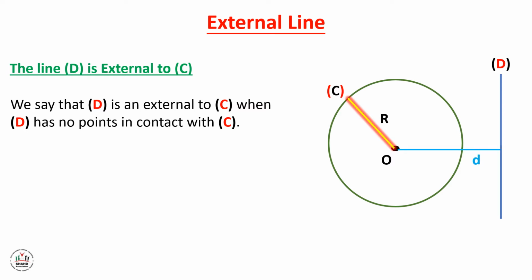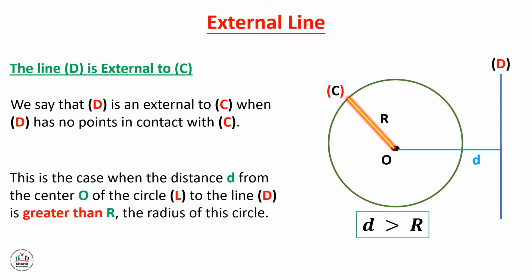It's obvious that the distance from O, from the center of this circle C, to the line D is greater than the radius of this circle. So line D is an external line with condition d greater than r. This condition must be satisfied in order to say that line D is an external line to the circle C.